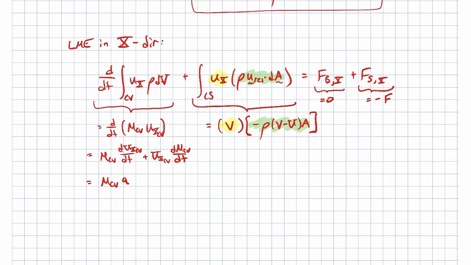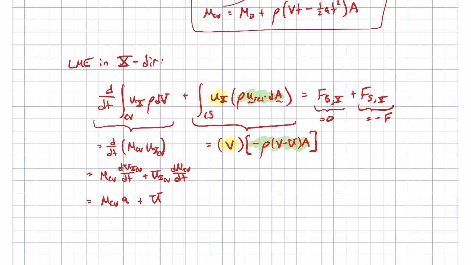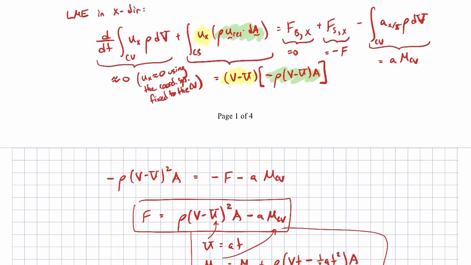And then this next one is just the velocity of our control volume in the x direction. It's just capital U, that's just relative to our capital coordinate system, times dm_cv/dt. So just how our mass in the control volume is changing with time.